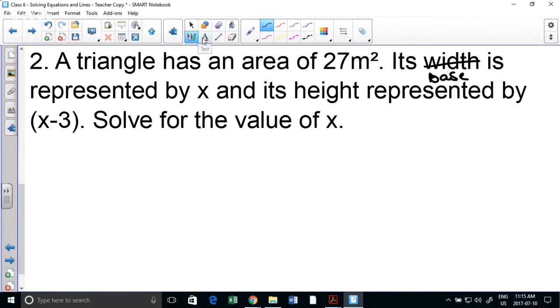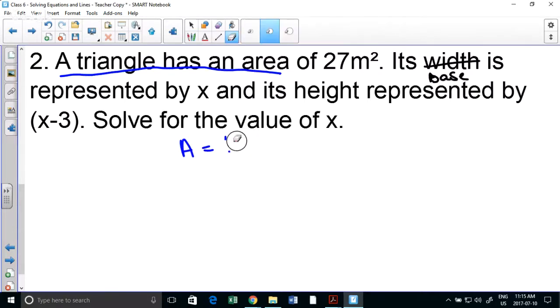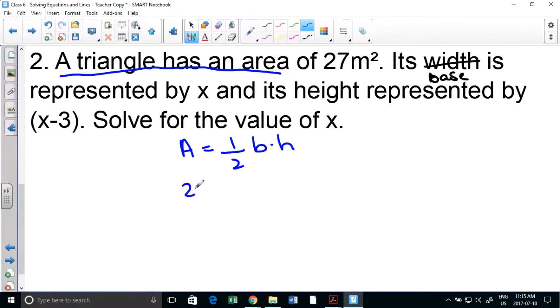I didn't even really read. It says triangle area. I write down my formula. I'm going to write it down this way because it's a little easier for me to do. Base times height divided by 2. I know that the area is 27. I know that the base is x, and I know that the height is x minus 3, and I still have this divided by 2 here.